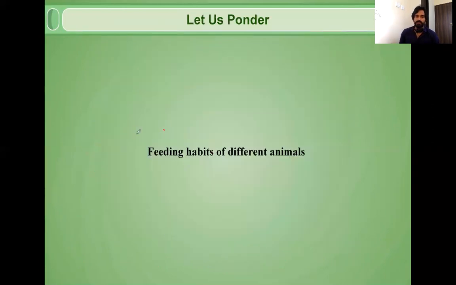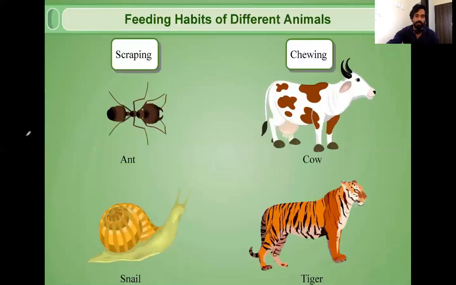Okay, if you see the feeding habits of different animals, we should know. This ant, do you know how ants eat? Ants eat by scrapping. What do you mean by scrapping? They just scrape small parts and pull them. Have you seen the ant eating? They pull the small part of the rice, and then they eat it. So that is known as scrapping.